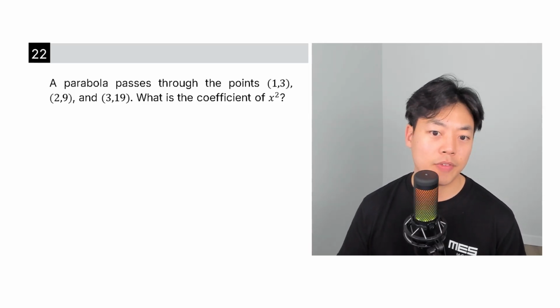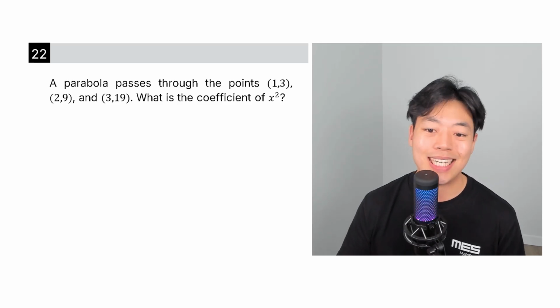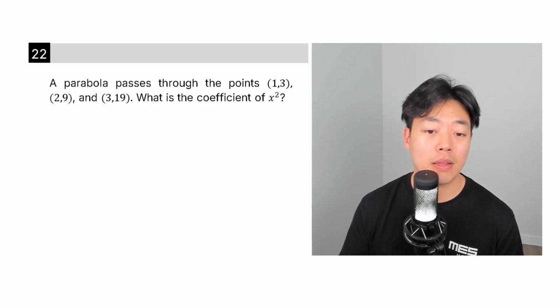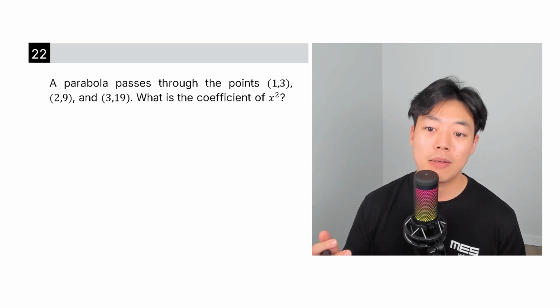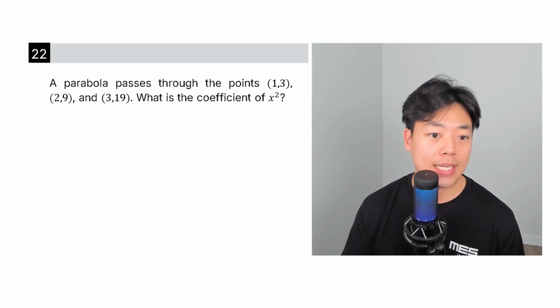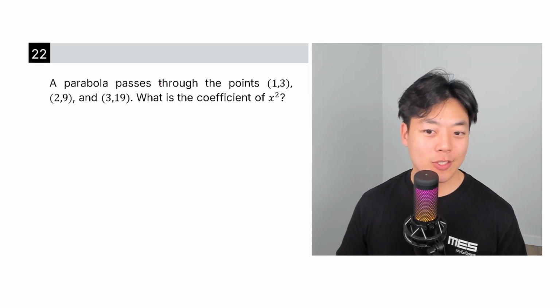I think I could have solved this entire module probably within 15 minutes even if I didn't have to explain everything. Again, every problem on the SAT math section can be solved within 95 seconds. Let's take a look at this last one. A parabola passes through these 3 points. What is the coefficient of x squared?